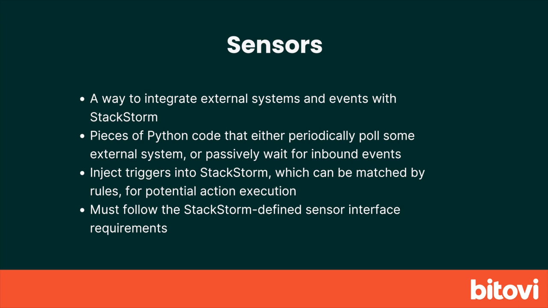They inject triggers into StackStorm, which can be matched to rules for potential action execution. And they must follow the StackStorm defined sensor interface, which is well-defined on their doc site. You can go to stackstorm.com and find everything that you need to write a sensor. But essentially a sensor is, if something happens, push that action towards StackStorm and allow a rule to act on it.